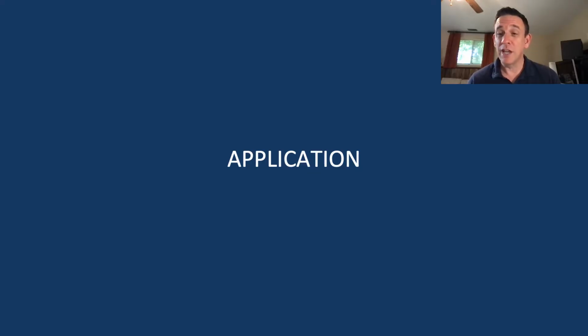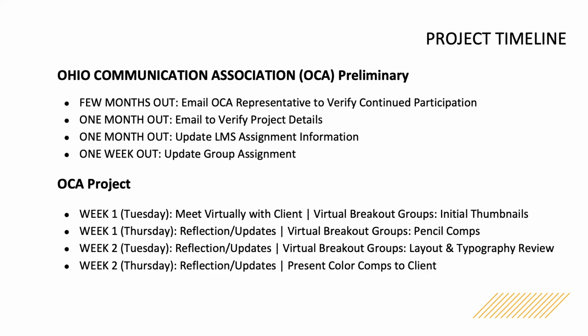Now that we have looked at the ingredients for successful experiential learning, let's take a look at some structural elements from one of our earlier examples. Here is an example timeline from one of the Ohio Communication Association projects I mentioned earlier. The preliminary section includes the timeline for things to happen before the start of the semester. A few months out, I will email the OCA representative to verify continued participation and get a rough idea of the projects they have in mind.